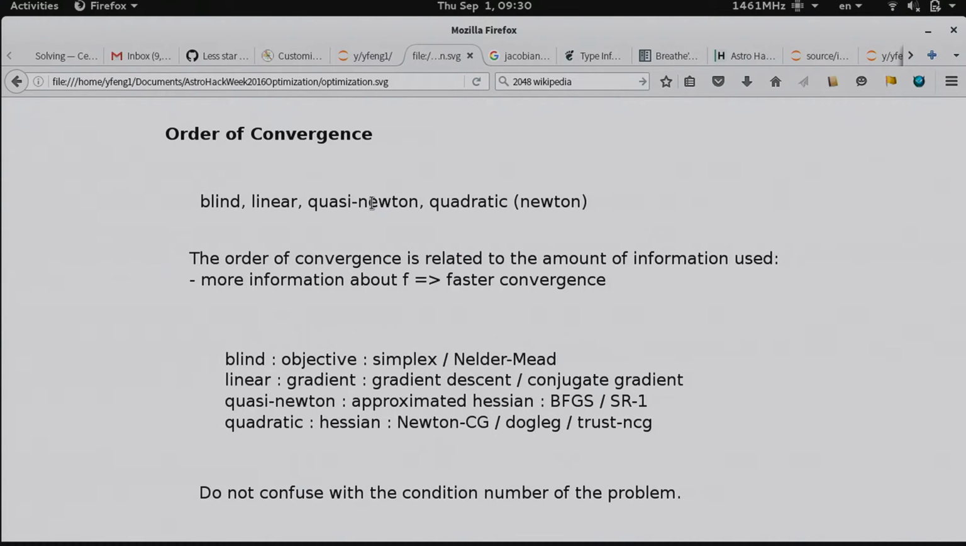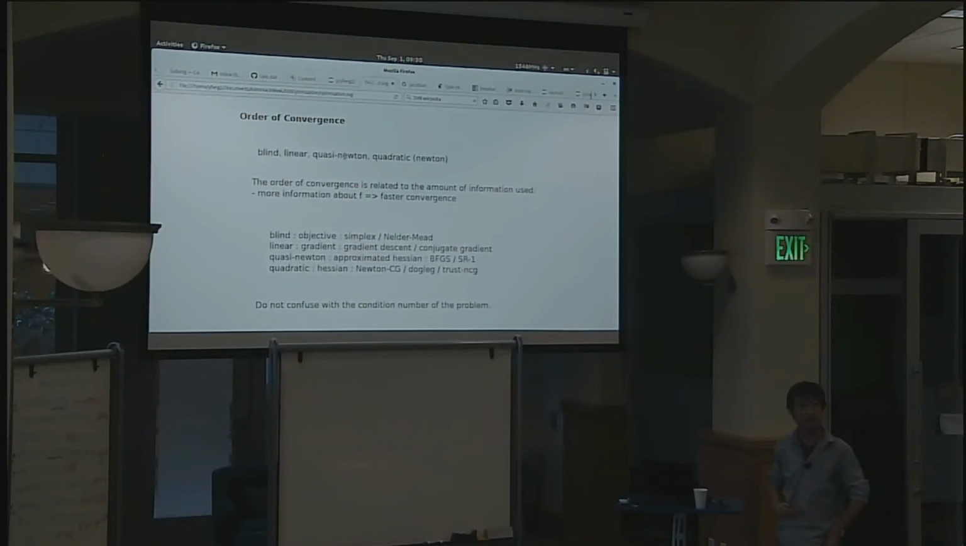And what I also want to mention is this order of convergence is about the algorithm. But sometimes the problem itself is very hard. Like the condition number measures the difficulty of the problem. If the problem is hard, then no algorithm can really help us much. Even the fastest algorithm will converge slowly for a hard problem. So just think about it. The condition number of a hard problem is like 2048. That's a hard problem, right?